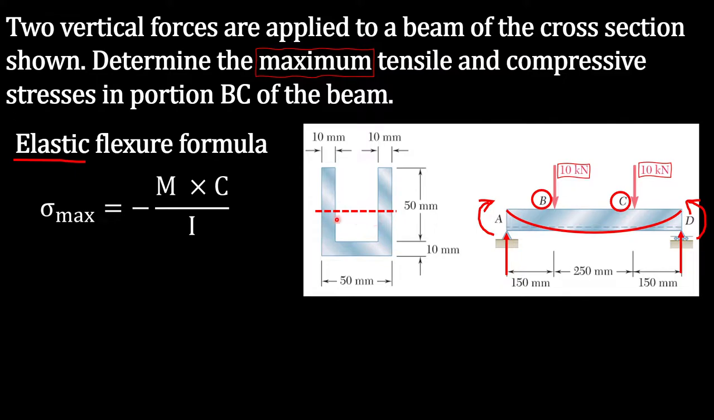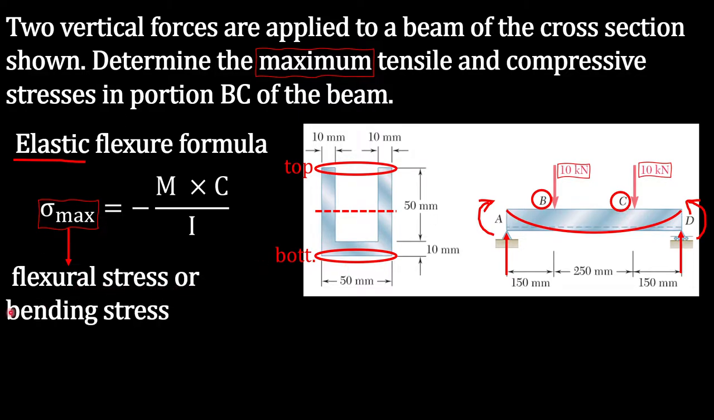So here you have this dashed line that represents the neutral axis. The neutral axis passes through the centroid of the whole cross section, and we need to find where this center is. So to find the maximum stress, we need to find how far away from the neutral axis all the way to the top. That will give you the maximum stress. And how far away from the neutral axis that passes through the center of the cross section all the way to the bottom, that will also give us the maximum normal stress. And through the problem, we will see whether the top will be compression or tension, or the bottom will be compression or tension. So this, we call it the flexural stress or bending stress.